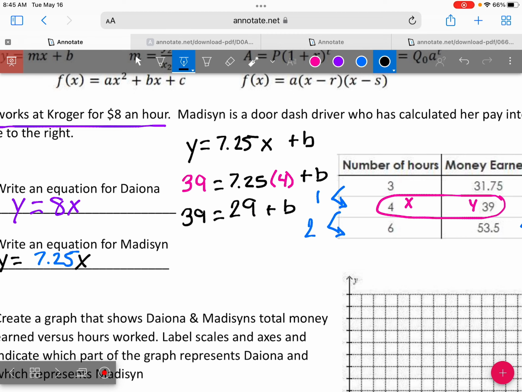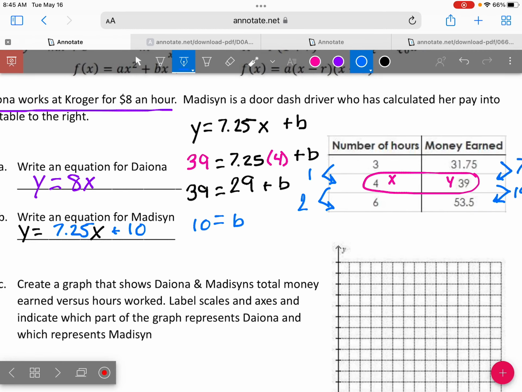So what's her B value? 10. B equals 10. So she does have a y-intercept here. She gets $10 for logging in for her shift on DoorDash, and then she gets paid $7.25 an hour. There was no research done on this. I have no idea if that's how they pay. This was done for the equation that we had. So don't be like, I'm signing up for DoorDash.